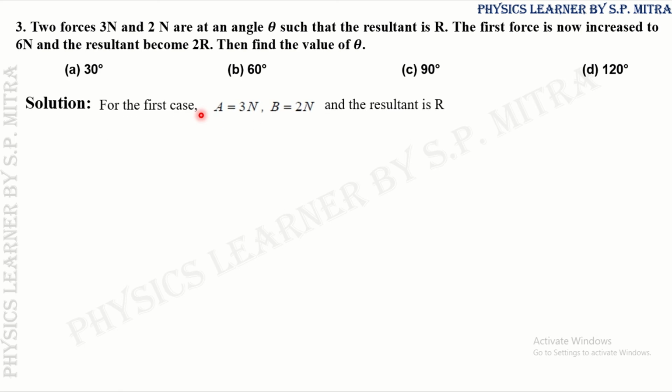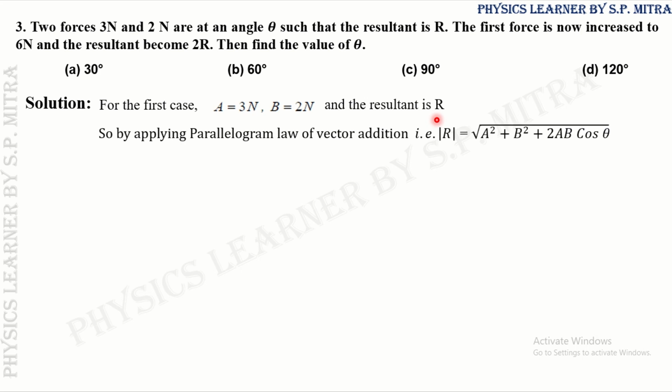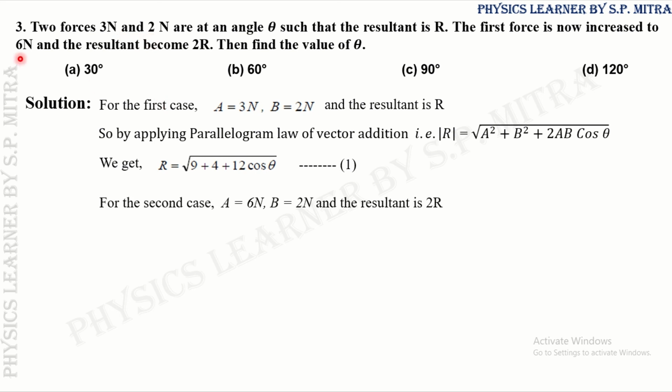For the first case, A is equal to 3 Newton and B is equal to 2 Newton and the resultant is R. Therefore, by applying parallelogram law of vector addition, that is R is equal to under root A square plus B square plus 2AB cos theta, we can write that R is equal to under root 3 square plus 2 square plus 2 into 3 into 2 into cos theta. And for the second case, A becomes equal to 6 Newton and B remains at 2 Newton and the resultant becomes 2R.